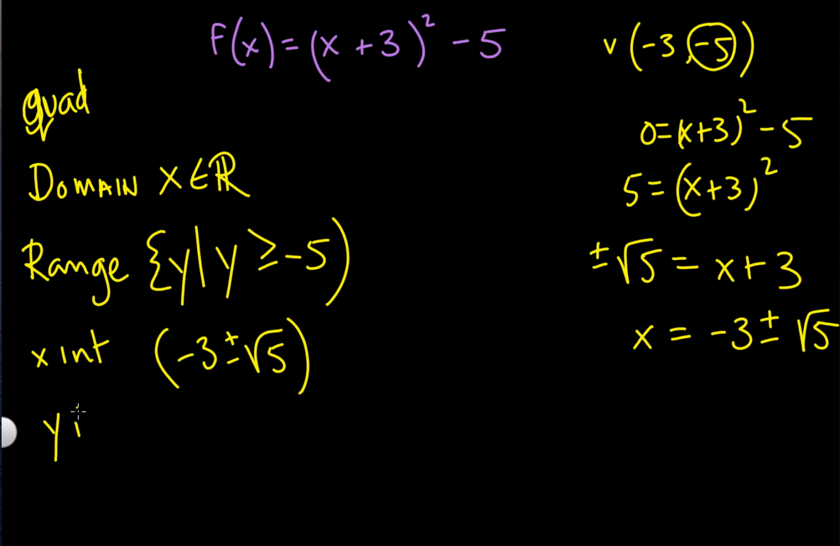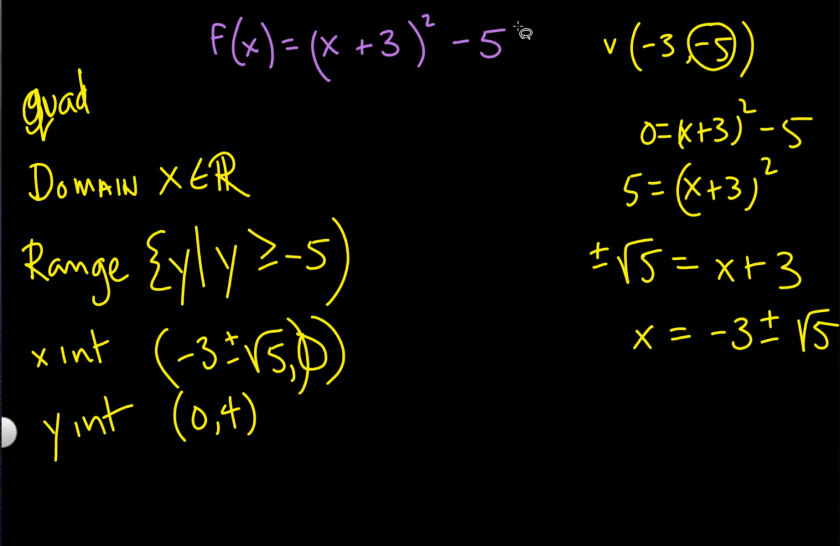My y-intercept, this is what I'm going to get if I set x equal to 0. So setting x equal to 0, we get 3 squared, or 9 minus 5, which gives me 4. So 0, 4. Oops, we missed the comma. There we go. Can we find other things? We probably can, but let's look and see about the inverse itself.